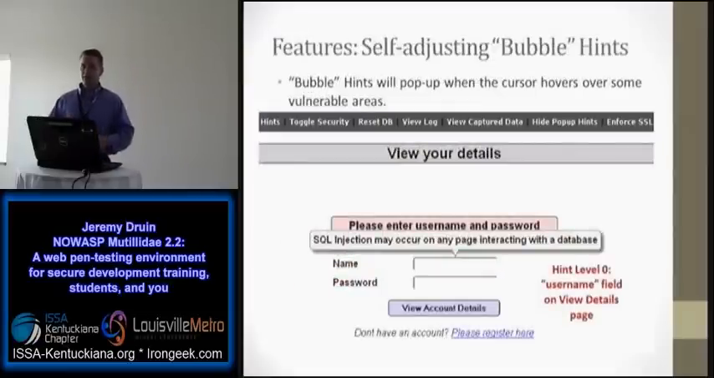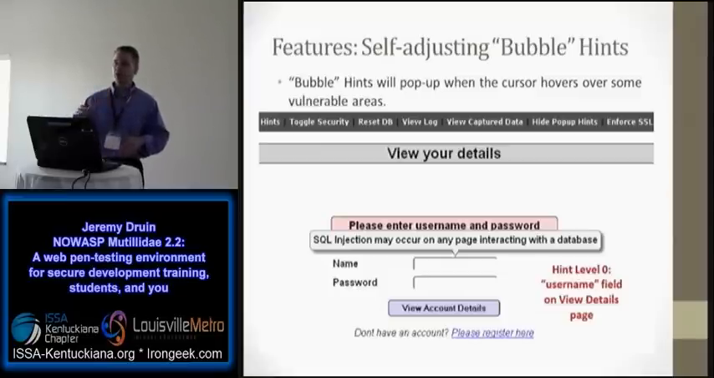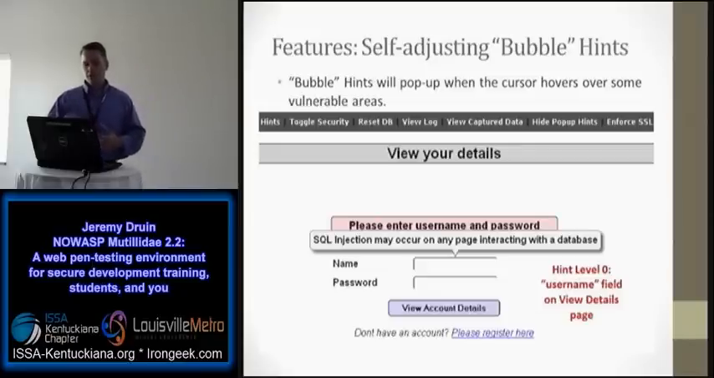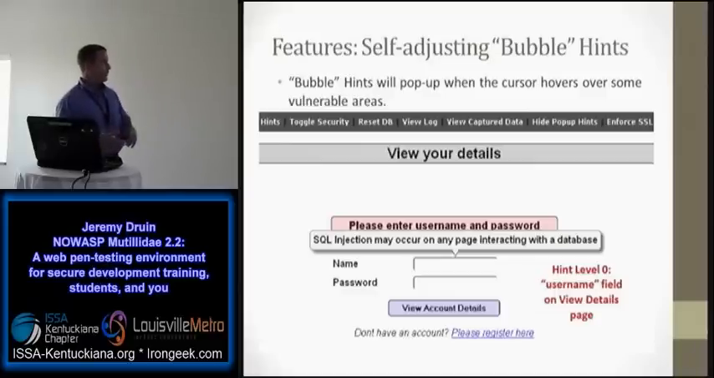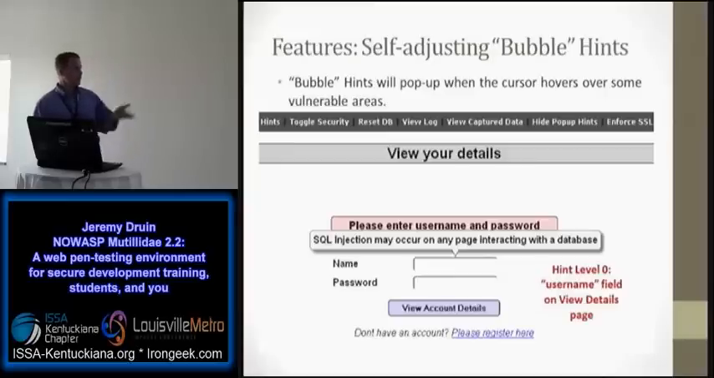There's bubble hints that have been added to the system recently. And the way these work is when the mouse hovers over an area on the screen that has a vulnerability to it, usually like an input field or a button of some kind, someplace that you can interact with, a hint will pop up that matches the security level, or excuse me, the hint level of the system. So by default, hint level 0, you're just going to get a pop-up. In this case, this one's about SQL injection on this particular field on this particular page, and it just tells you that this field might be vulnerable to SQL injection.